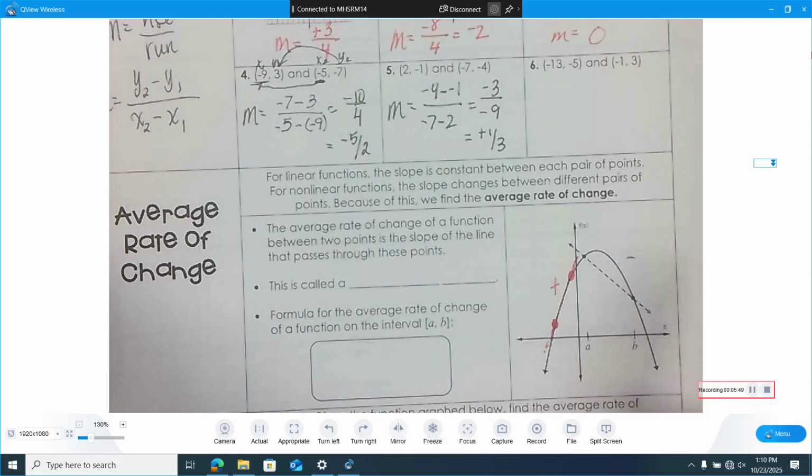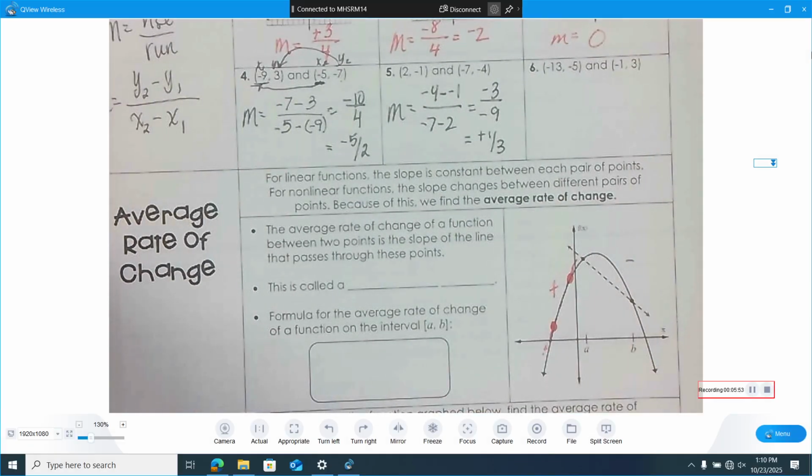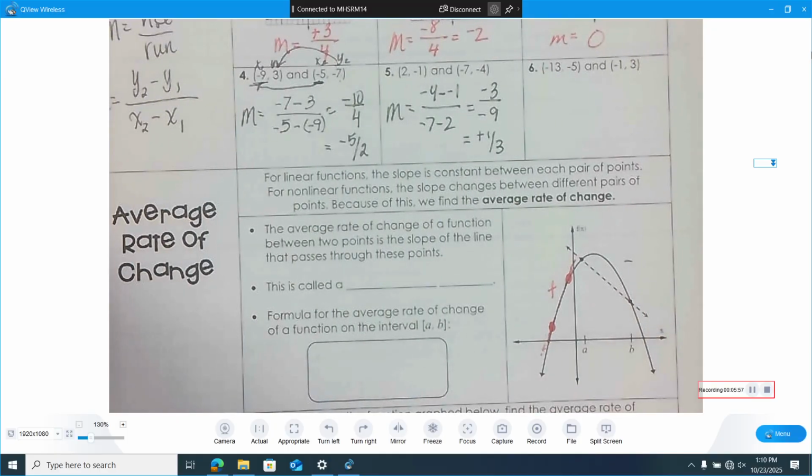And because of this, we can find what is termed the average rate of change. We don't call it the slope exactly. It's an average rate of change over a particular interval.